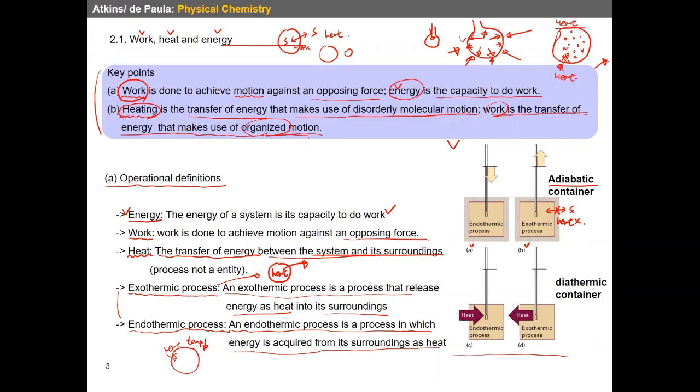So in this kind of adiabatic system, if there is an endothermic process, the temperature of the system will decrease because it absorbs heat. That's why the temperature decreases. And in an exothermic process, as I told you, the system is producing some heat, so that's why the temperature increases.